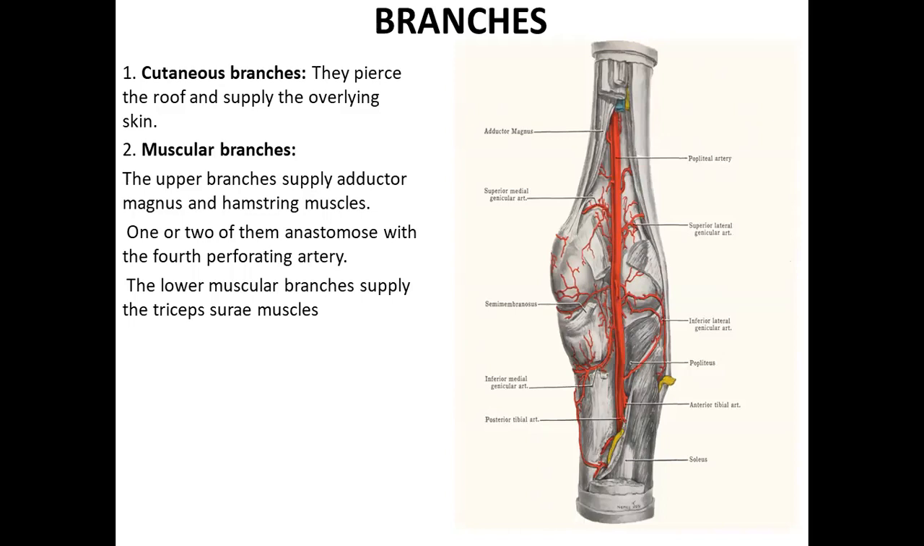We have some muscular branches. The muscular branches are large and several in number. Upper branches supply the adductor magnus and the hamstring muscles, one or two of them anastomosing with a fourth perforator, and the lower branches supply the triceps surae muscle. What is the triceps surae muscle? The gastrocnemius and the soleus together form the triceps surae. Why? Because we have two heads of gastrocnemius and one head of soleus, and they form a triceps. Okay.